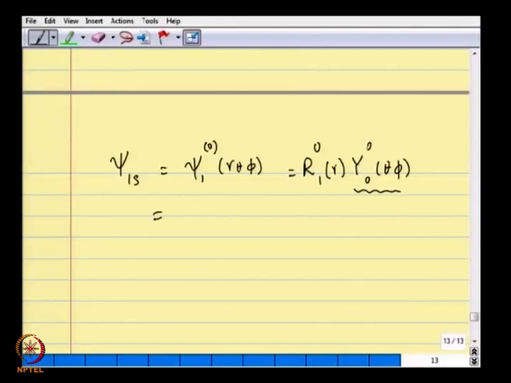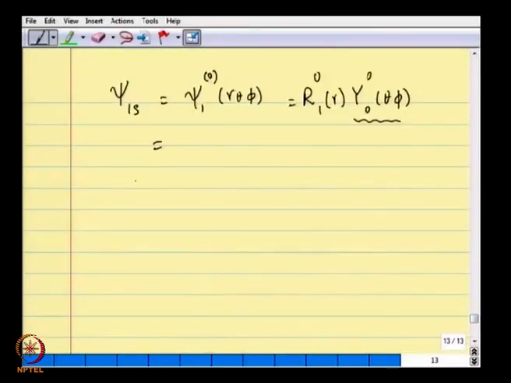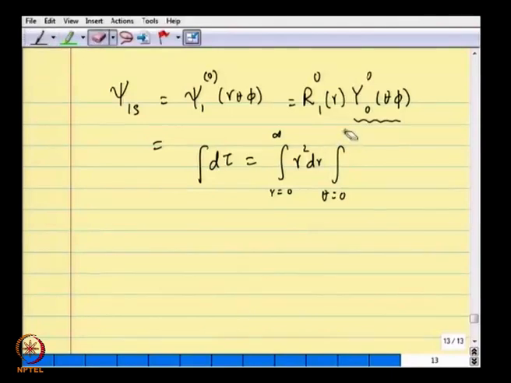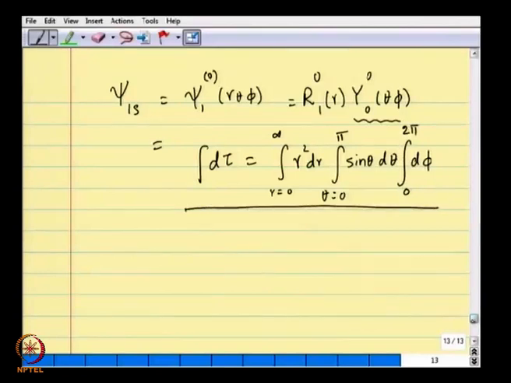which is Y00 theta phi, and this is a constant, independent of theta and phi. The integral d tau is essentially r equal to 0 to infinity, r square dr, integral theta 0 to pi, sin theta d theta, and the integral d phi. That is the coordinate integration one has to worry about.